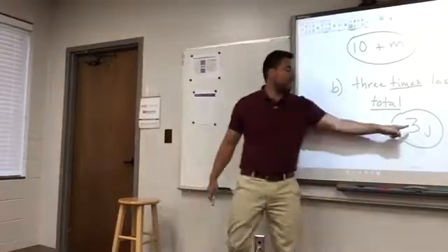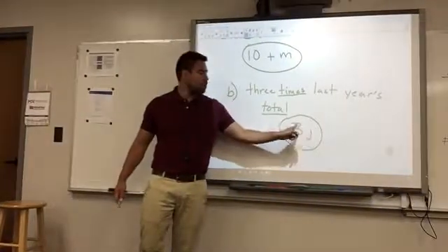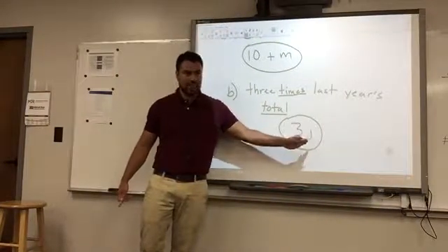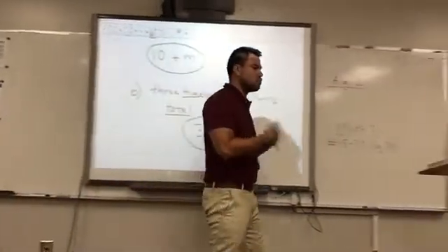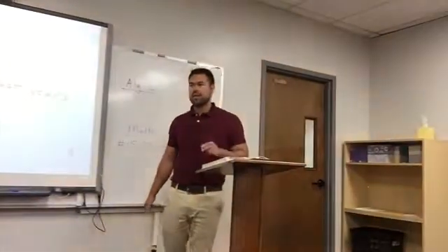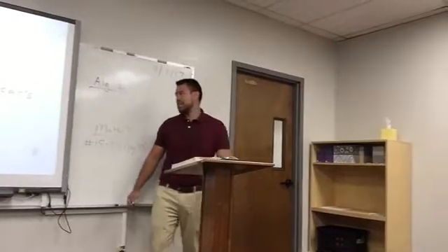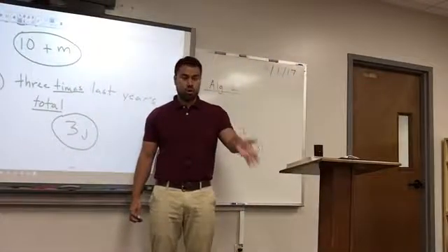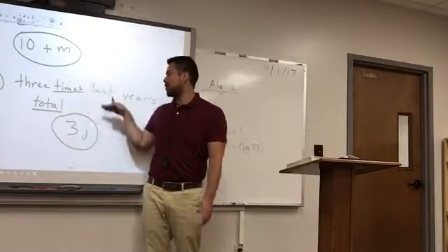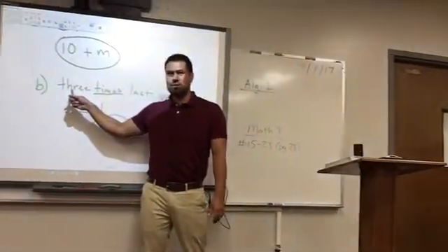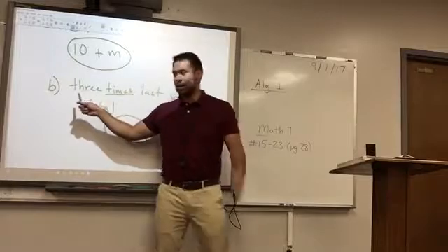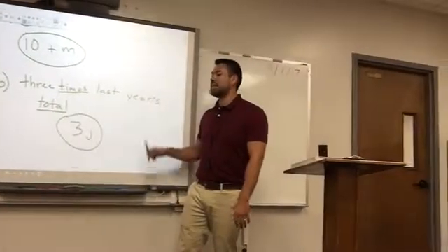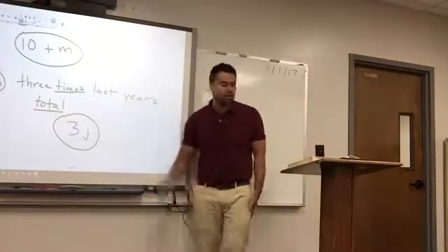You could do 3.J, or you could do 3 parentheses J, but this is the most straightforward, easiest way to write it. You guys get that? What do you think you need to know in these problems? You need to know the key terms or words so that you know what's going on. I know 3 means 3. And then you also need to know what the unknown value is and assign it a variable.